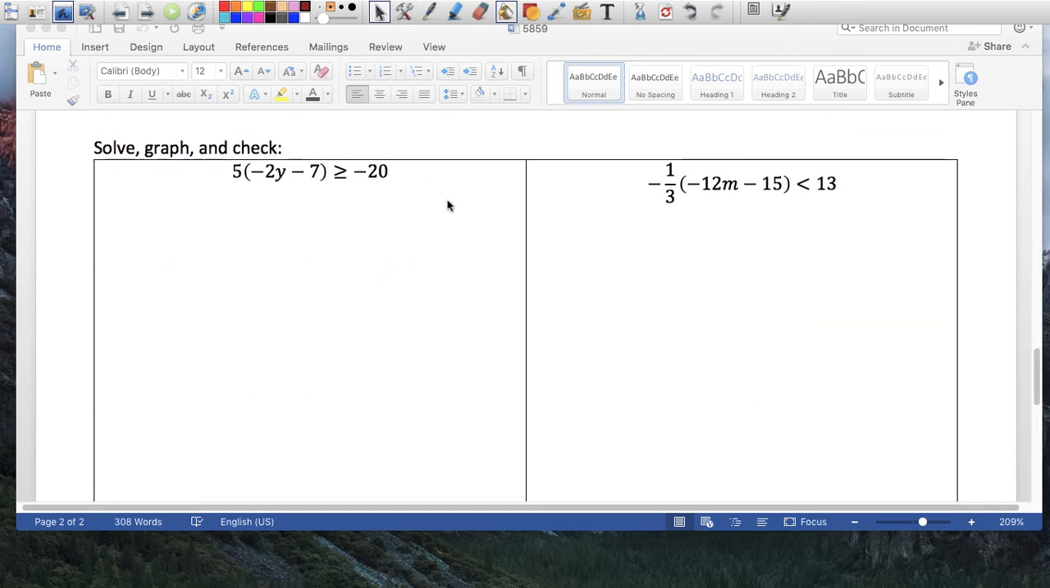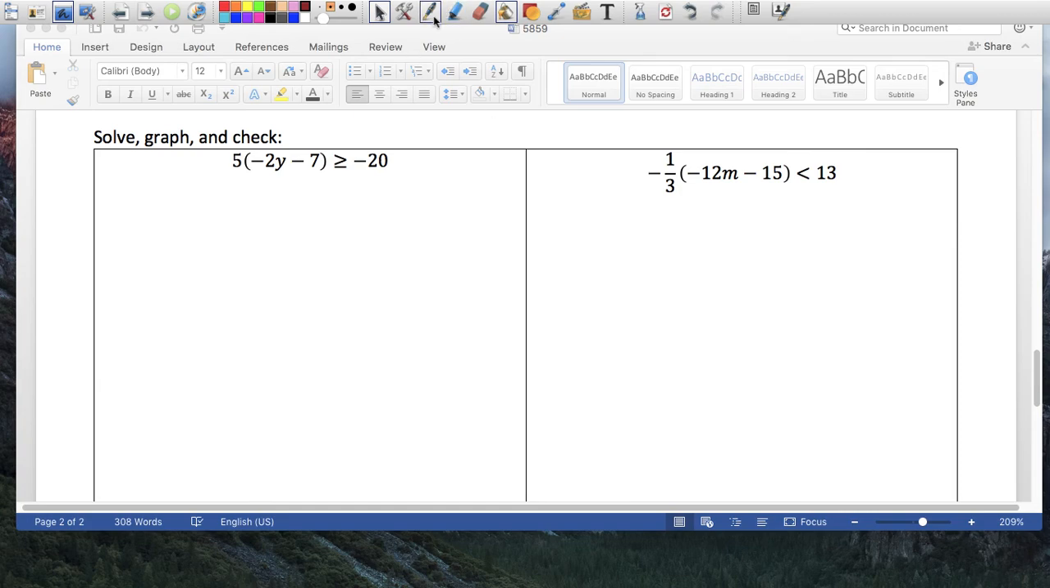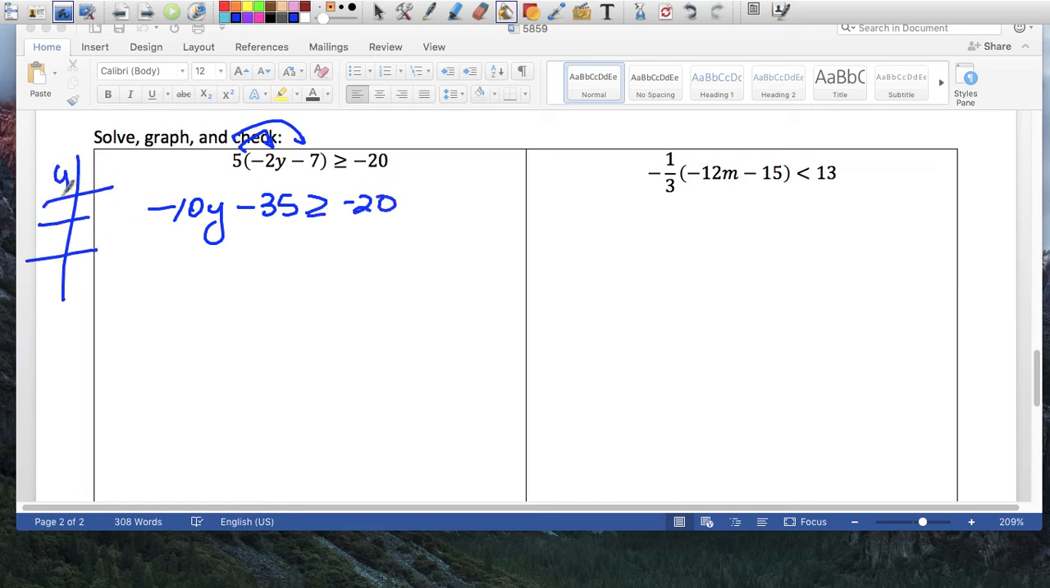Okay, so let me do this. This one's solve, graph and check, illustrated properly. Positive and negative and negative. Positive, negatives, and negative again. Greater or equal to negative 20. You can make your story: negative 10y minus 35 is greater or equal to negative 20. So we're going to do plus 35 first and then divide by negative 10. Plus 35, plus 35.